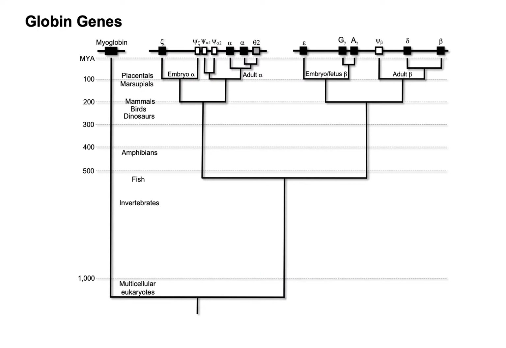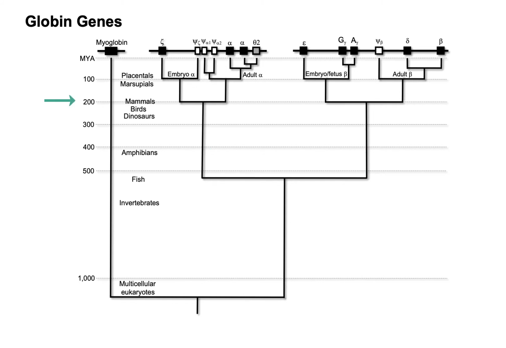Here is another example of how phylogenetics can be used. I discussed this phylogram earlier in this semester, looking at the evolution of the alpha globin genes and the beta globin gene family, as well as myoglobin. And so you can see in the evolution from invertebrates to fish, which occurred over 500 million years ago, there was a divergence between the alpha type and the beta type, and you can actually still see that in fish genomes when you sequence these genes.